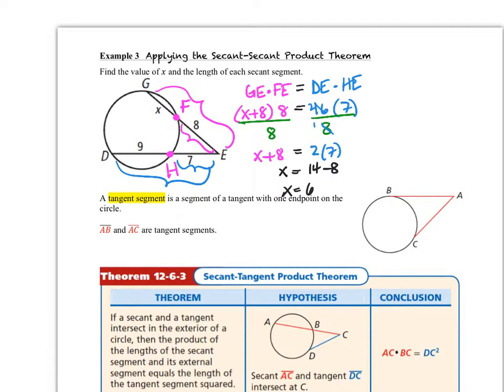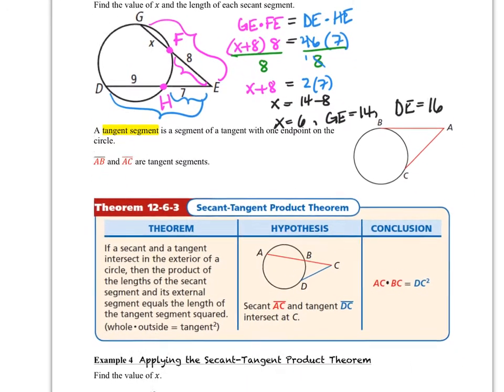Now, we needed to find the value of x, but we also need to find the length of each of the secant segments, and that means GE, which is equal to x plus 8, or 14, and then of course DE, which is equal to 9 plus 7, or 16. And those are all of our answers for that question.